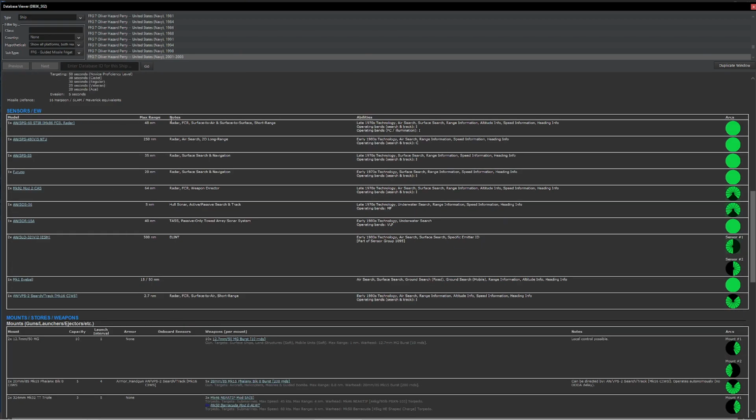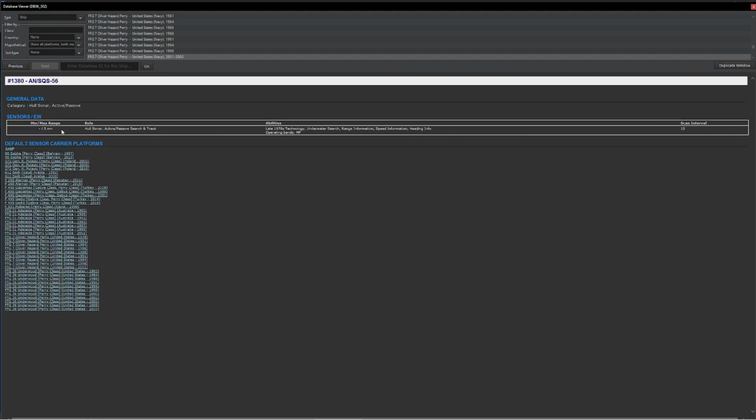You're going to notice, scrolling down here, that we have a couple different systems in the water. We have this one hull sonar, active passive track. You can see it's late 70s technology, and it's the AN/SQS-56. What do we know? We know that it's got a 5-mile range, which is embarrassing. And we know that it has a 15-second scan interval, which is actually probably fast. It takes a really, really long time for that sound to actually get back to us.